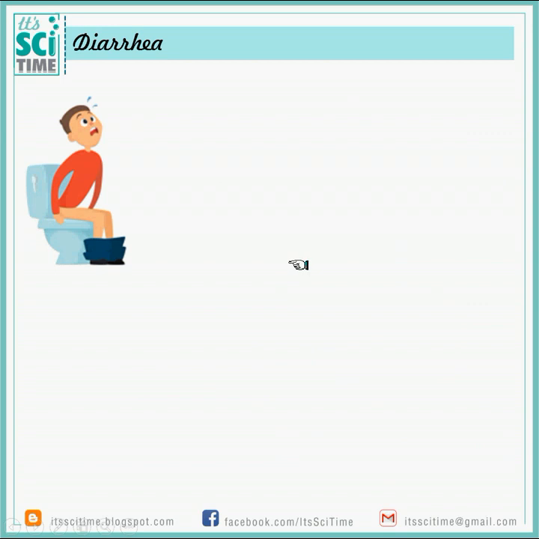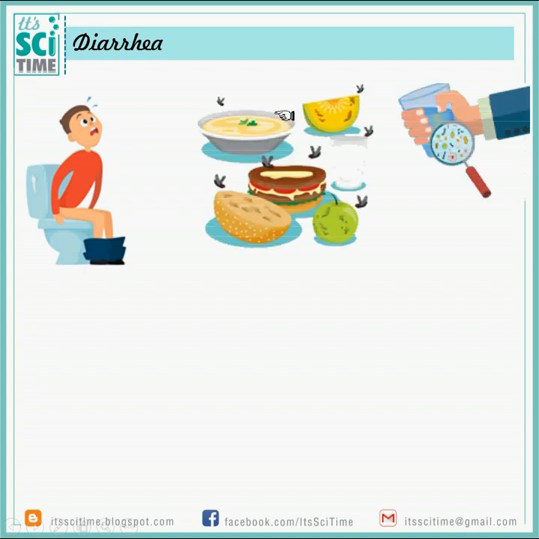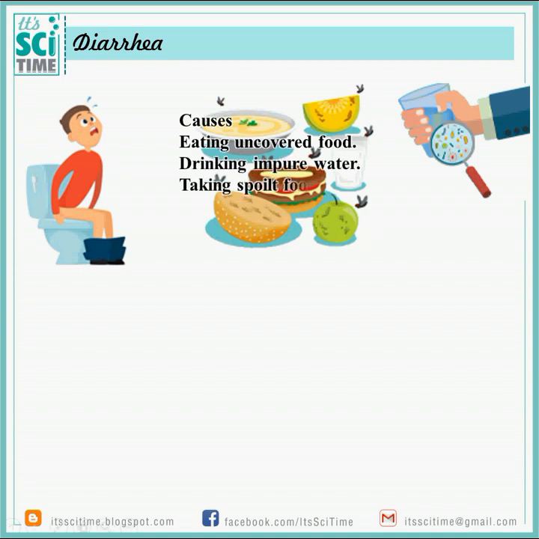Then a kind of common problem, the diarrhea condition. This is actually passing fecal matter in a more liquid state. The reasons are similar to the typhoid fever condition. That means the causes are eating uncovered food which is open to flies, drinking impure water, and taking spoiled food.